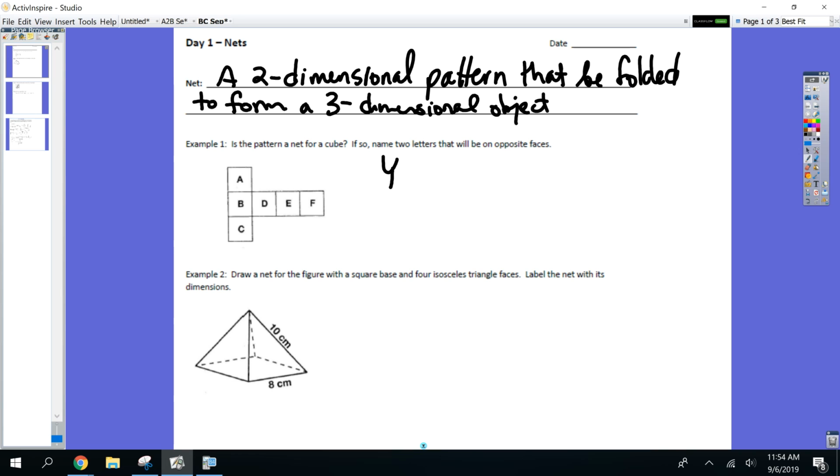So we just figured out, yes, it'll form a cube. Here's what I want to know right now. When you do fold it up, name the letters that are opposite each other. So what letters are top and bottom, left and right, front and back? What are opposite? Take a minute with people around you. Go right ahead.